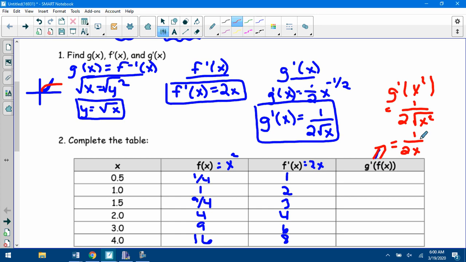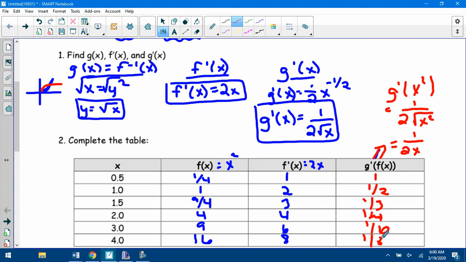Okay, so 1 over 2x, well, you could do it 2 ways. I could plug in 1/2 here. So that'd be 1 over 1, which is 1. 1 over 2 times 1 would be 1/2. 1 over 2 times 1.5, again, 2 times 1.5 is 3, so that'd be 1/3. 1 over 2 times 2 is 1/4. 1 over 2 times 3 would be 1/6. And 1 over 2 times 4 would be 1/8.